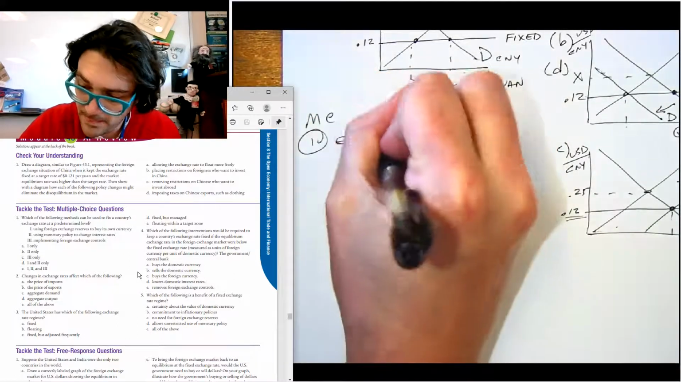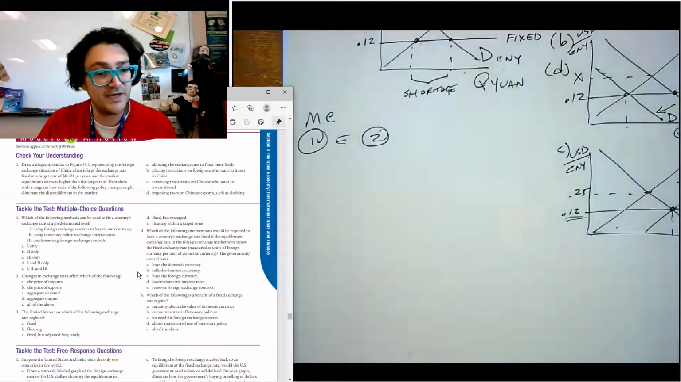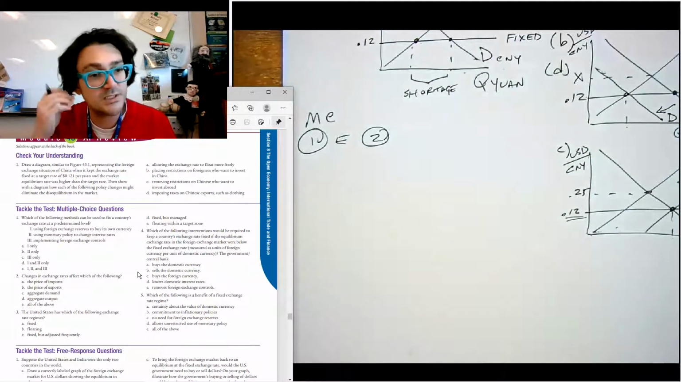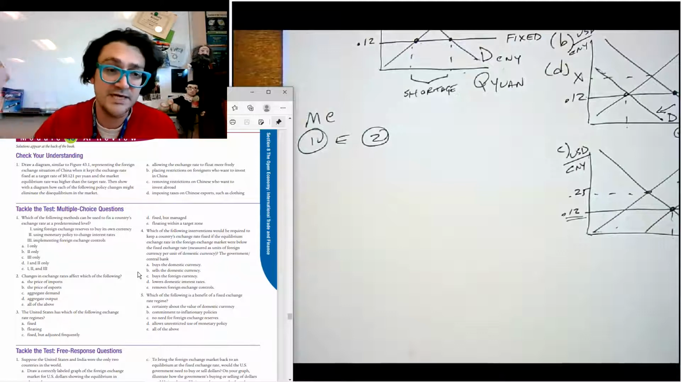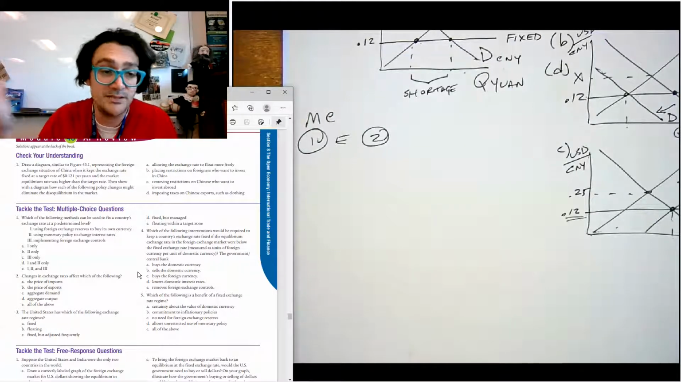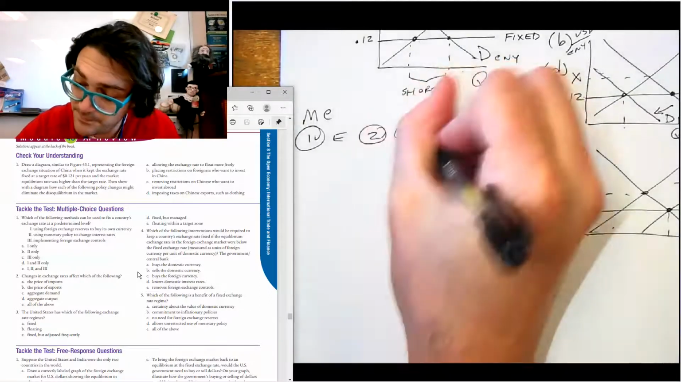Number 2, changes in exchange rates affect which of the following? So they would affect exports, and so they would affect imports as well. If they affect net exports, then we know they affect aggregate demand, and that therefore affects aggregate output. So all of the above is the correct answer here.